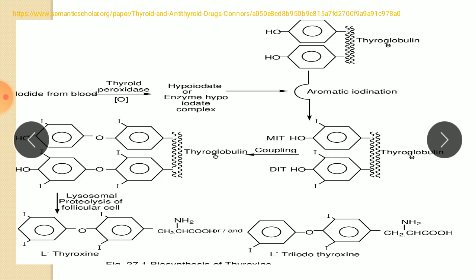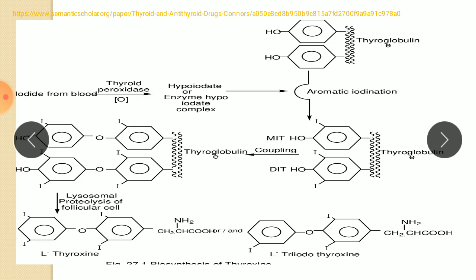When one molecule of MIT and one molecule of DIT are coupled, then it forms T3, and when two molecules of DIT are coupled, then it forms T4. The enzyme which catalyzes this coupling reaction is the same enzyme, that is thyroid peroxidase, called the TPO enzyme. So it is the third step.